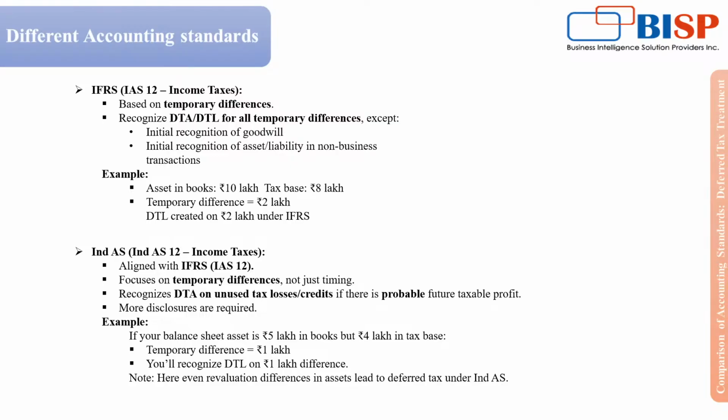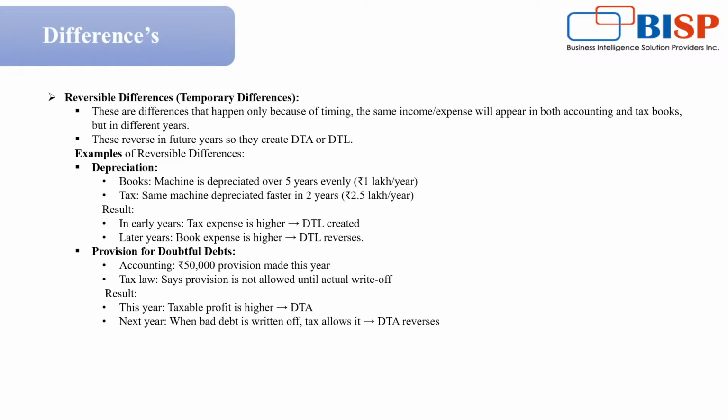So under Accounting Standard 22, it is timing differences, and according to the Indian standard and IFRS, it is temporary differences. Just that ASC 740 under US GAAP adds a valuation allowance discipline, right? Then we have reversible and irreversible. Here the reversible is the temporary difference we are talking about, and irreversible is the permanent difference. So the reversible creates the DTA and DTL, whereas the irreversible creates no DTA or DTL, right?